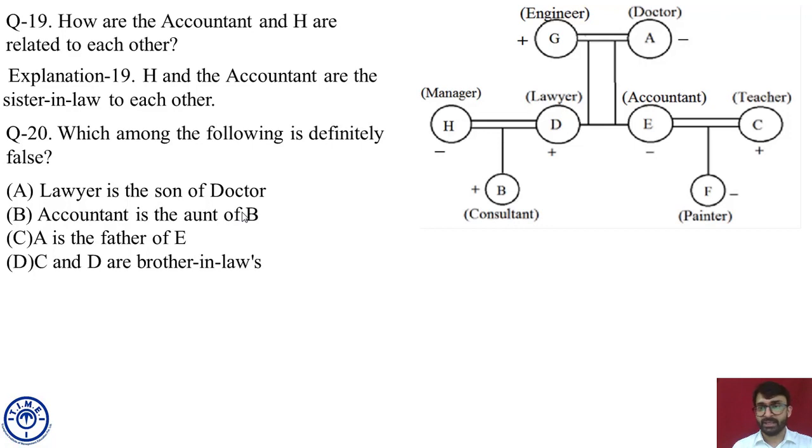A is the father of E. No, A is not the father of E. A is in fact the mother of E. That means this statement is incorrect. So we don't have to read any more statements, but just for understanding, we'll read the last one. C and D are brothers-in-law. Perfectly all right. C's wife's brother is D. So this is all from blood relation.